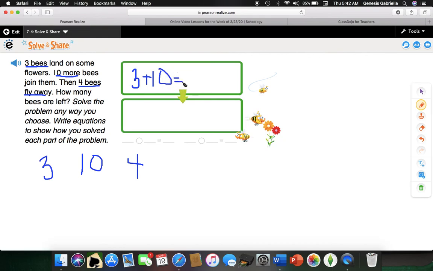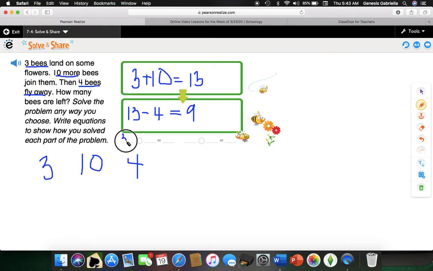3 plus 10 equals 13. Then I'm going to bring the 13 down here. Then what happens next? Then 4 bees fly away. If they're flying away, they're losing bees, which means subtract. So 13 minus 4, which is what? 9.